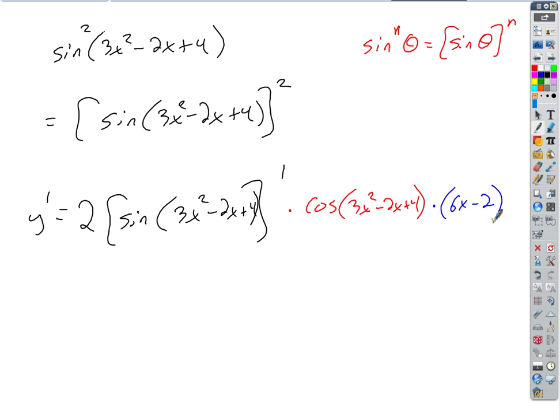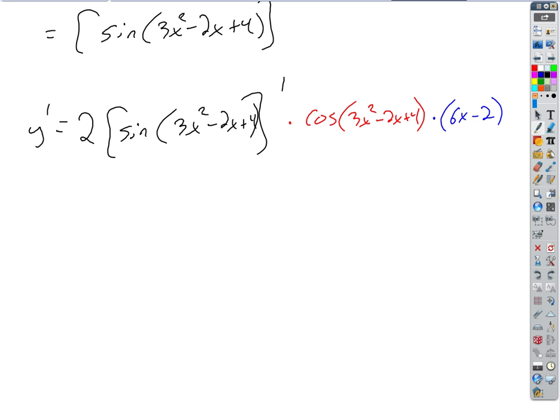So we're done with the calculus. What's left? Just a little cleanup. What would we probably do here? Probably take the polynomial part out front. So we'd end up with 2 times that, maybe something like 12x minus 4 times sine of this times cosine of that. I just got tired of writing. You get the idea. Sine of the polynomial.